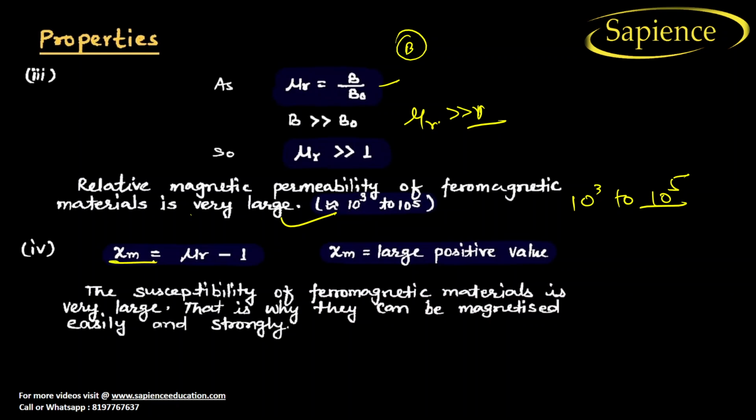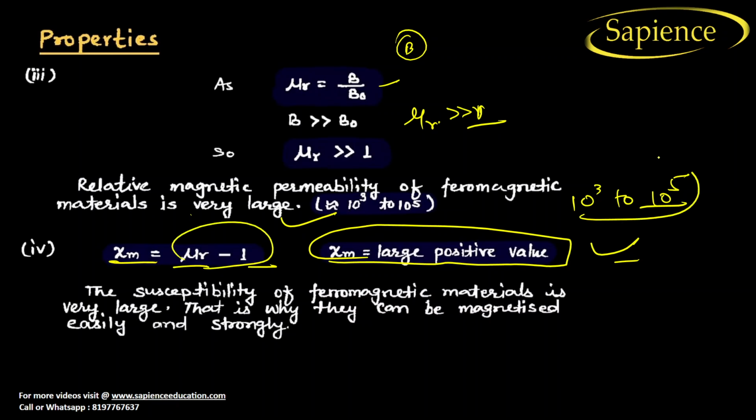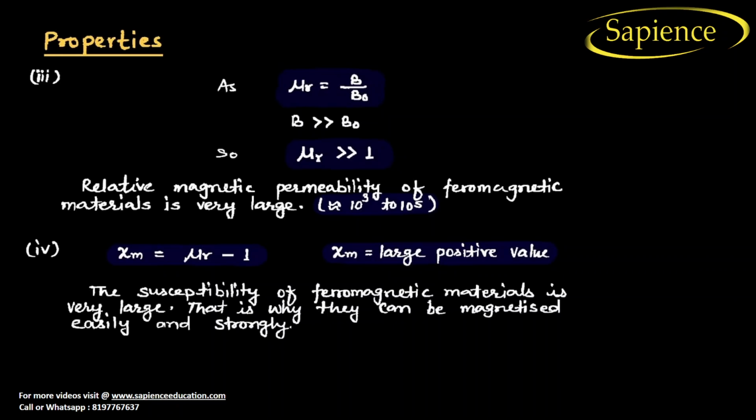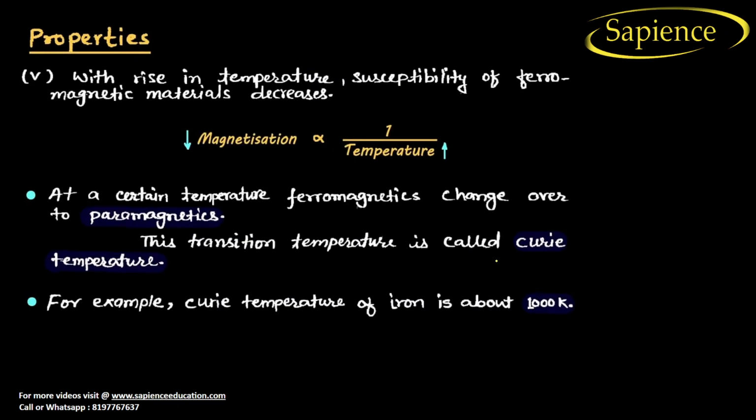Now susceptibility, Xm is equal to mu r minus 1. So Xm is a very large positive value. Why? Because it is of the order of 10 to the power 3 to 10 to the power 5. So the susceptibility of a ferromagnetic material is very large. That is why they can be magnetized easily and strongly. Okay, so that's why we use this type of material to make permanent magnets. Understood?